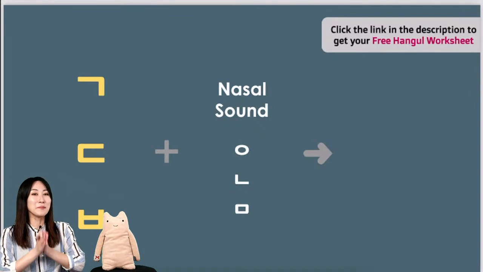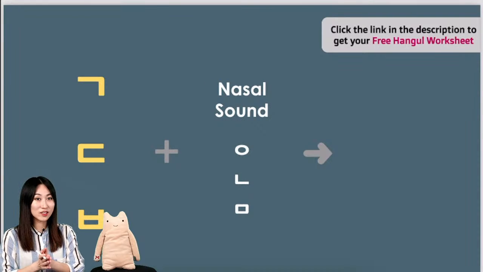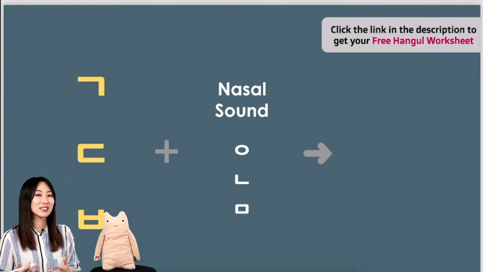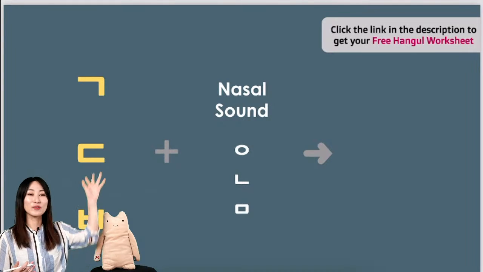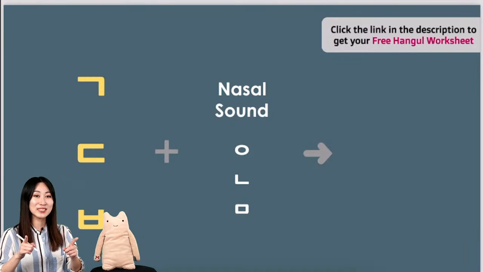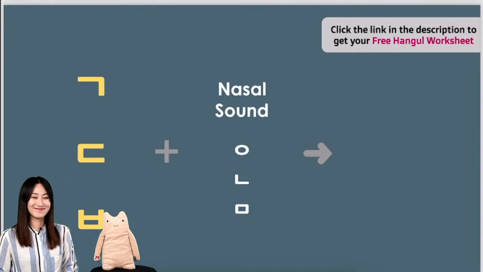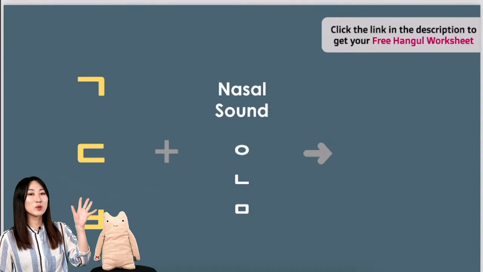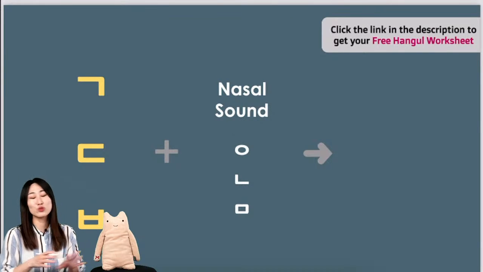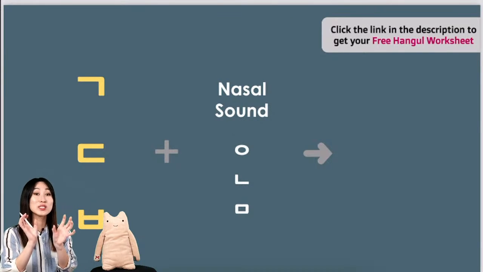So let me start with the rule first. I'm sure it's not easy to understand it at the beginning, but I'll show you many examples and you will be understanding. So please watch until the end. Okay, there are some words with 2 syllables, or 2, 3, 4, 5, but at least 2 syllables.